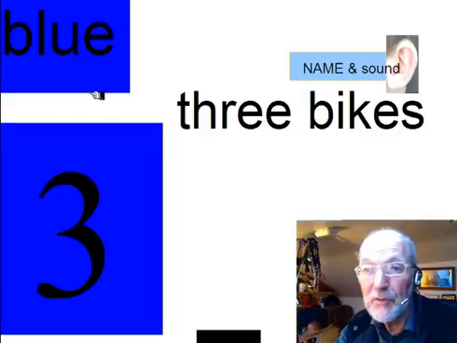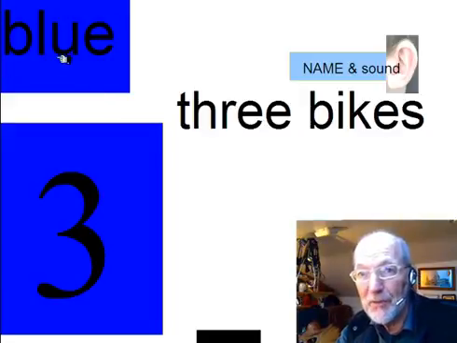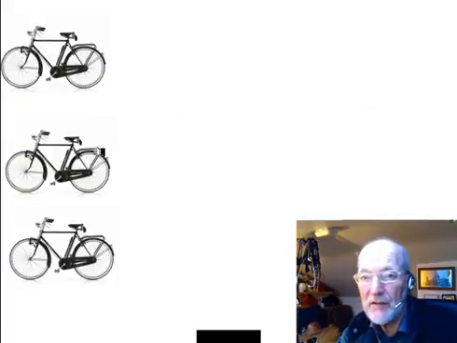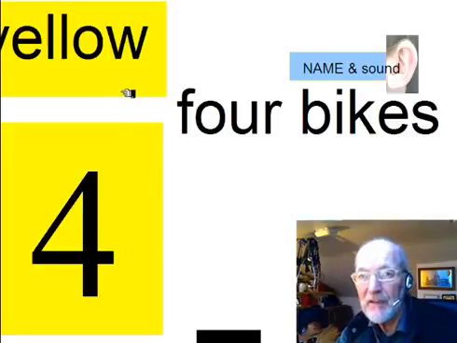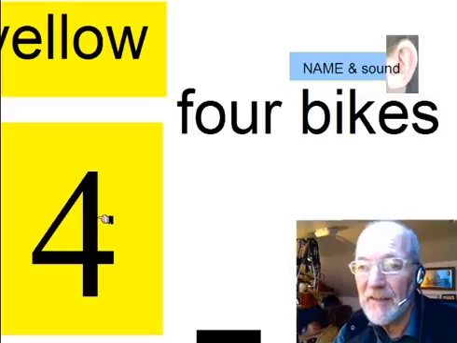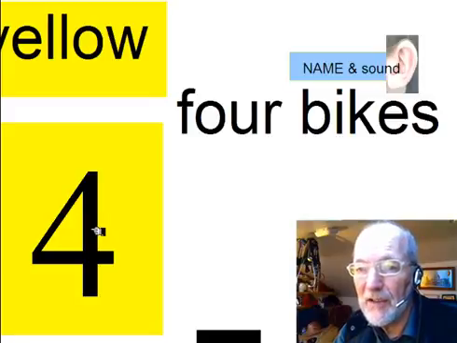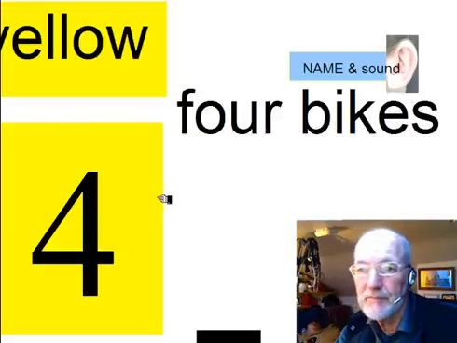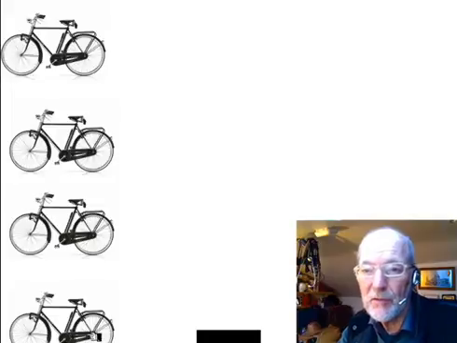This colour is blue. This word is blue. This number is 3. 3 bikes. 1, 2, 3. This colour is yellow. This is yellow behind 4. We have 4 bikes. 1, 2, 3, 4.